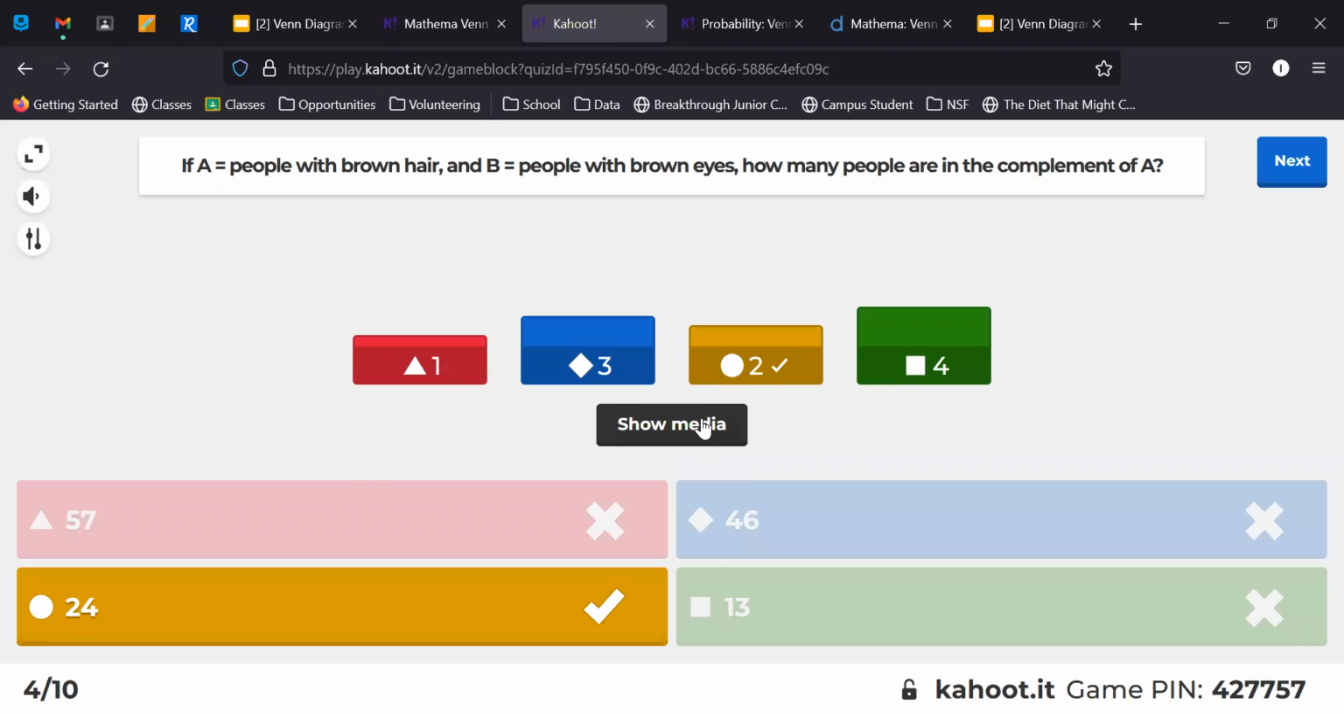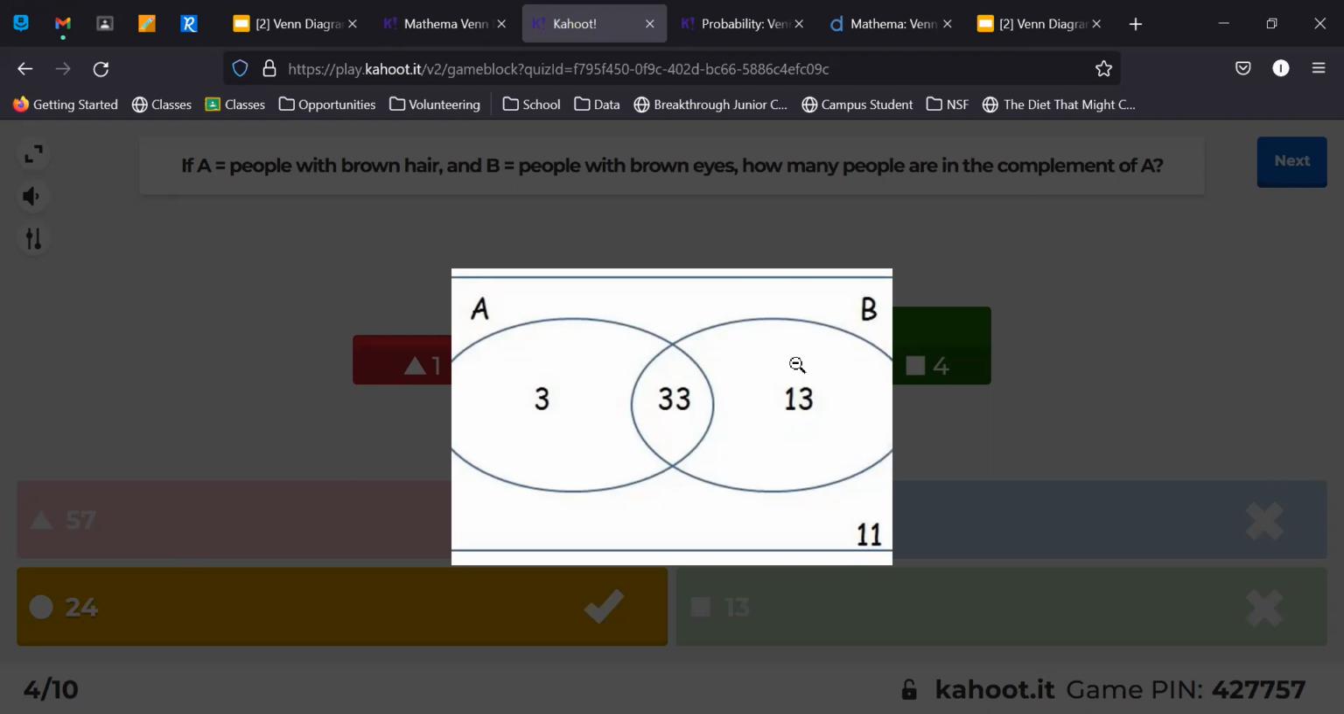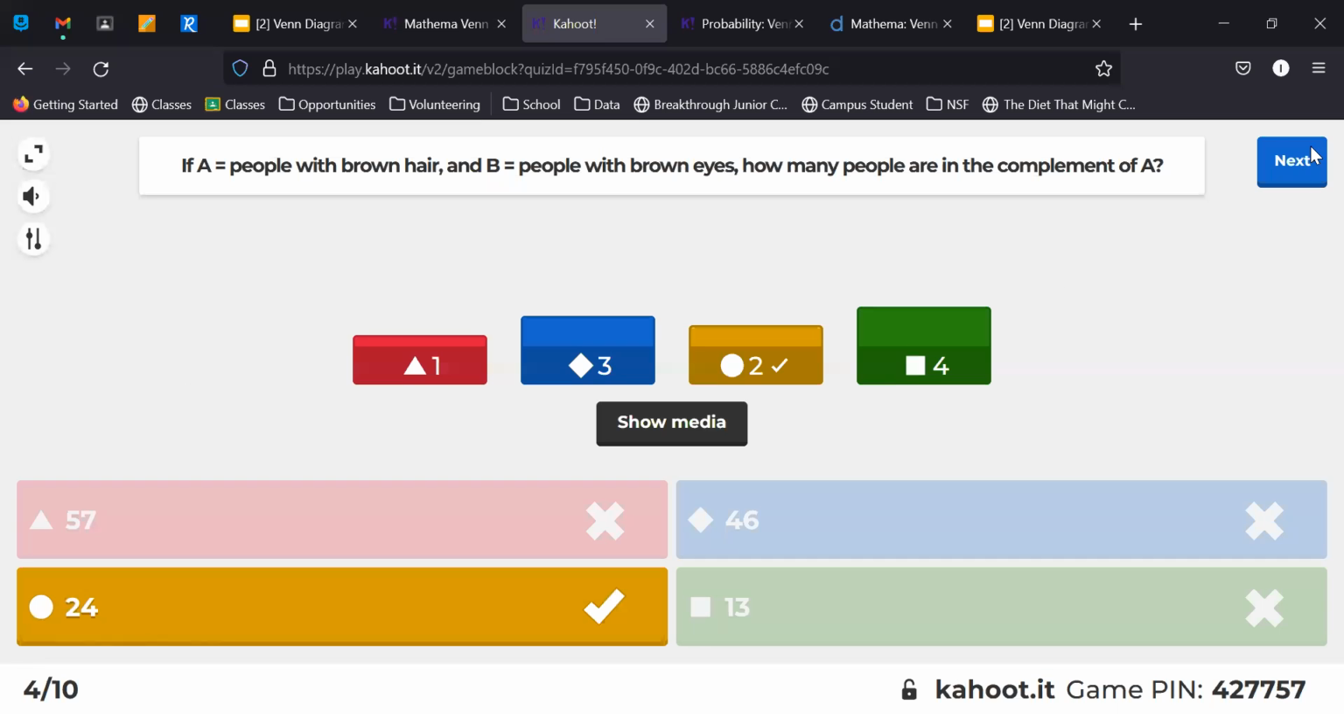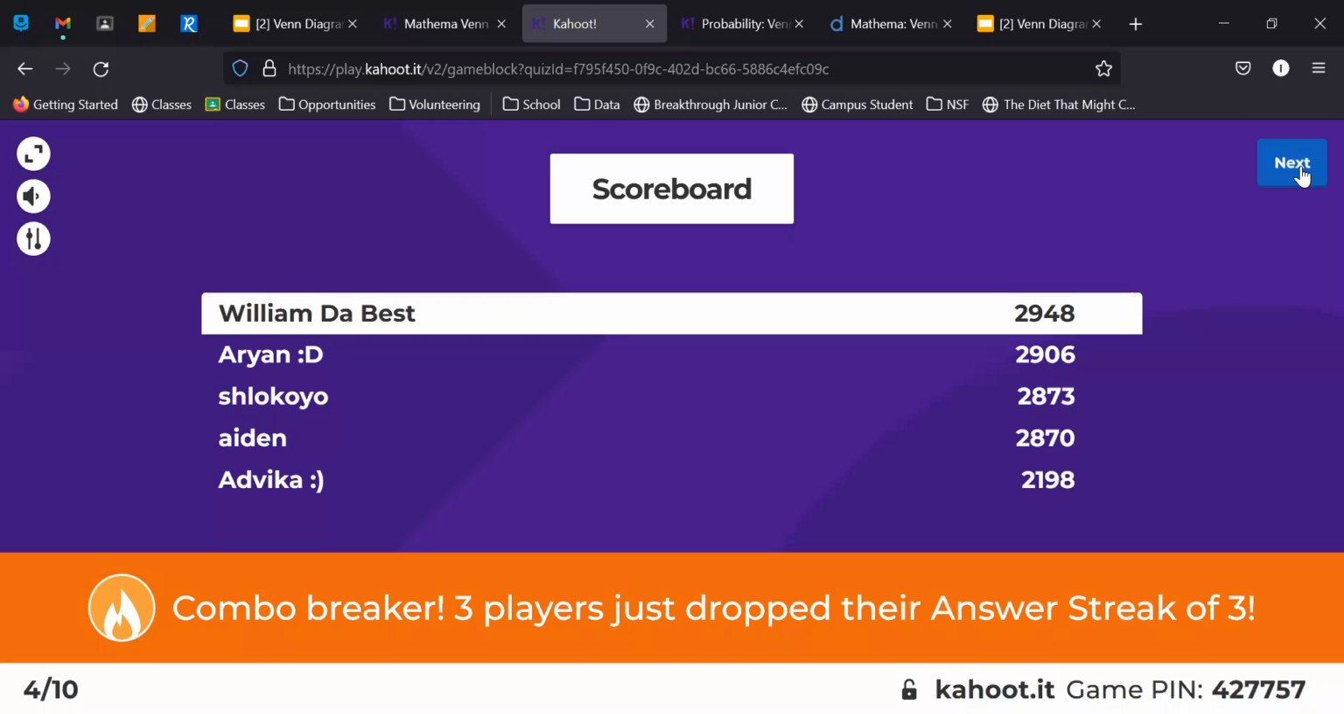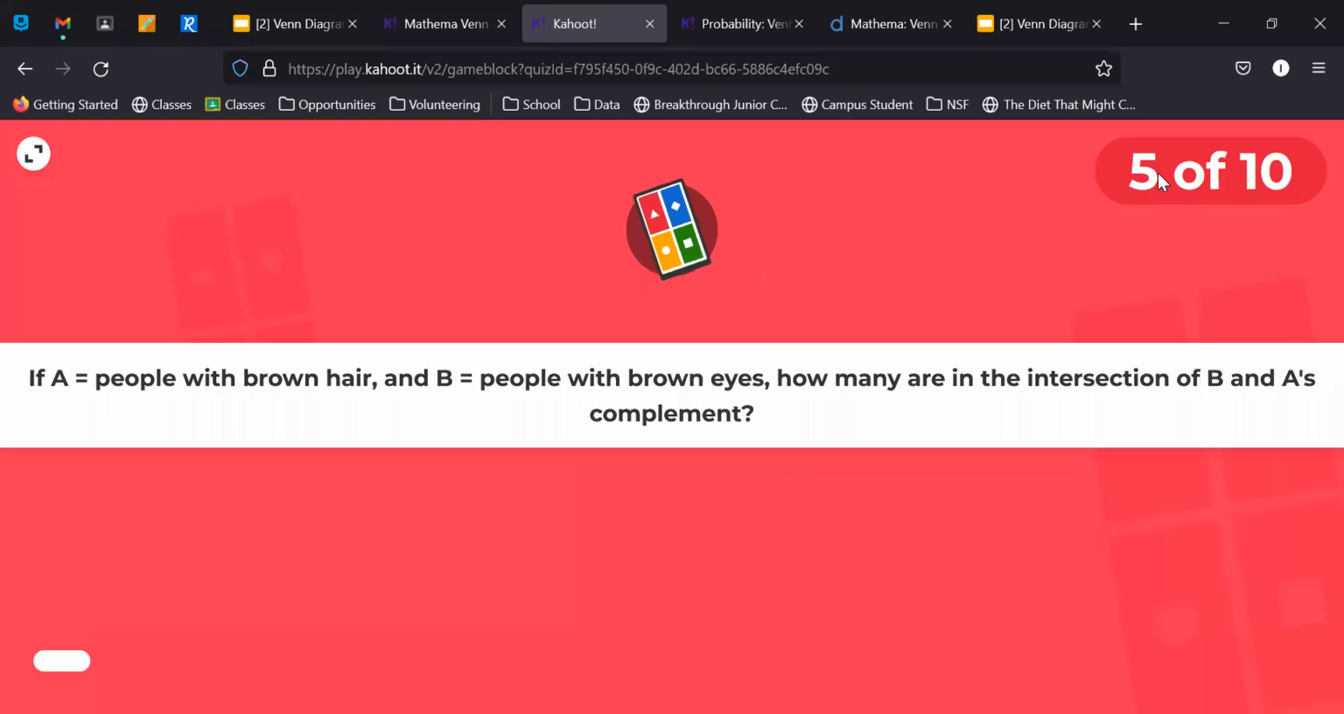So I see you all had a variety of answers. Complement is just everything outside of A. So complement of A is everything outside of A. 3 players just dropped their answer streak. Ouch.